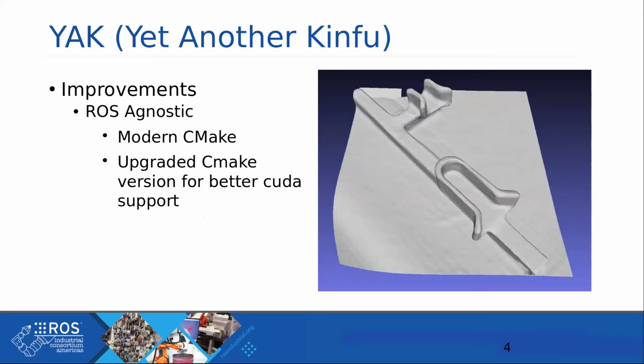Over the past quarter, the main improvement that was done to YAK is we went through and made it ROS agnostic. We leveraged modern CMake to do that, along with recently upgrading to a newer version. It looks like some of the newer versions of CMake have better support for CUDA, which made things a lot easier compared to older versions. Most of that work's been done by Joseph Schornak. He's also leveraging this in both ROS-I and ROS-II now, which was the big motivation for making it ROS agnostic.